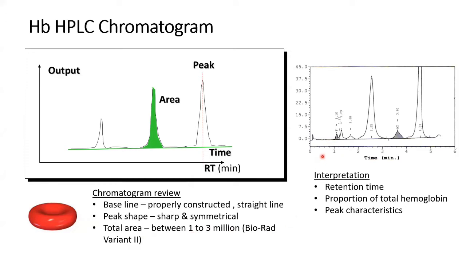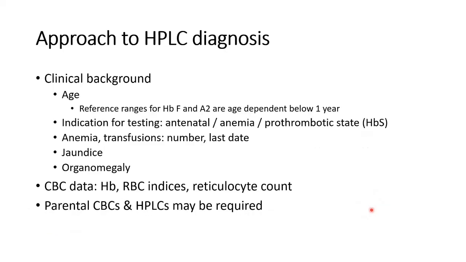While interpreting, what are we supposed to note in the HPLC chromatogram? We are supposed to check the retention time of the various peaks, how much proportion of total hemoglobin that particular peak is, and the peak characteristics. That is whether the peak is broad, sharp, and various other things which you can note in peaks. So we are supposed to note the retention time, the proportion of the variant, and the peak characteristics.